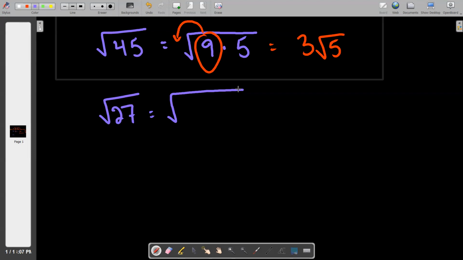So what am I going to break 27 up into? 9 times 3. And again, 9 is going to be my jailbreak, and he's going to break out, and he'll be exactly, Dalton, what you said, and Aubrey, what you said. Good job. 3 root 3. Okay. Let's bump it up a little bit.